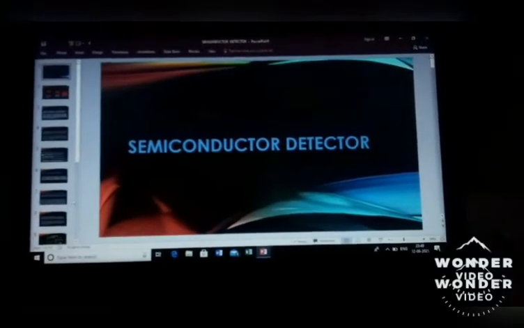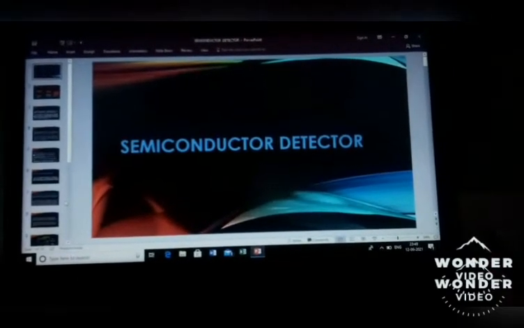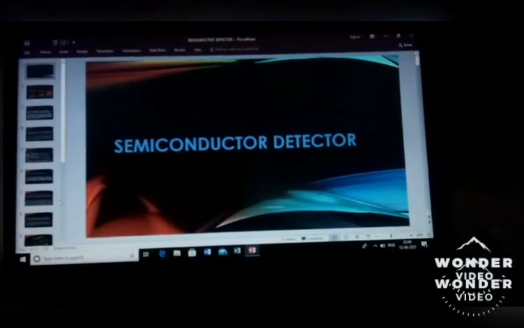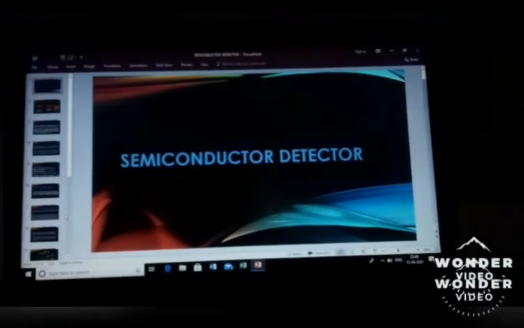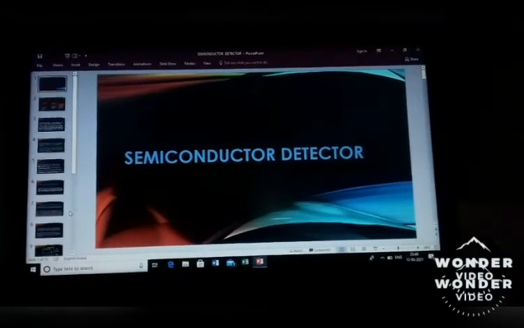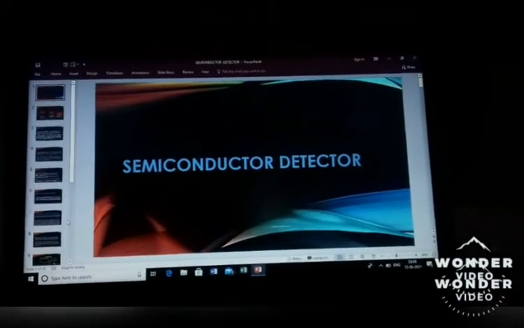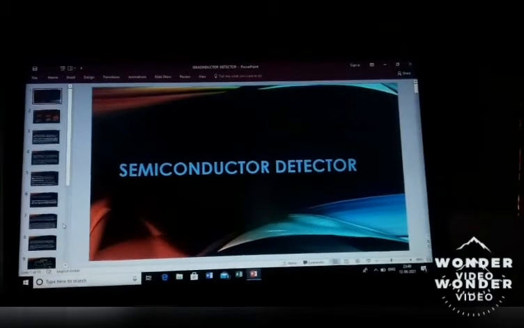So for today my topic is semiconductor detector. These are solid-state detectors that can detect alpha particles or gamma particles. They are made of a semiconductor material. Before talking about semiconductor detectors, we must know what a semiconductor is.